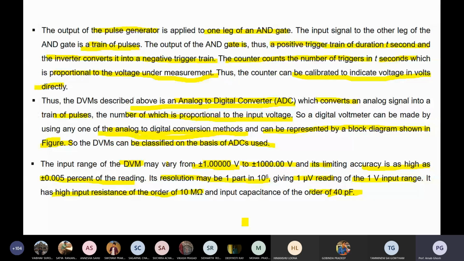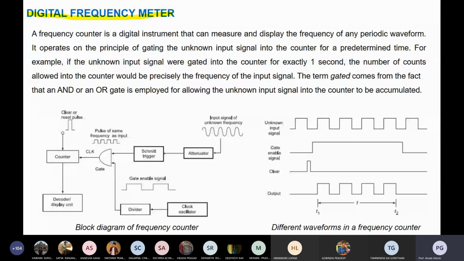So all these things you are able to understand for the digital voltmeter. Now we can go for the next device, the digital frequency meter. In the digital frequency meter, what are we going to measure? It is a digital instrument that can measure and display the frequency of any periodic waveform.